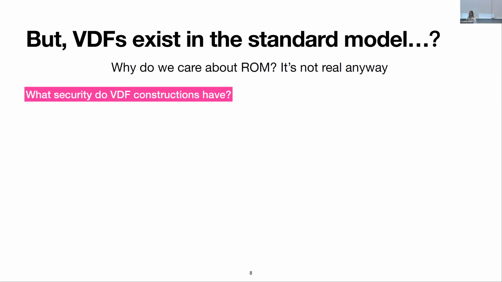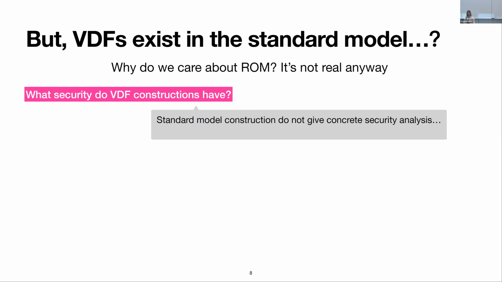And the second question I want to ask is, okay, we have VDF constructions. They're based on whatever assumptions we have. But what security do they have? We also know that standard model constructions based on standard model assumptions do not give you concrete security analysis. In other words, once we deploy the scheme, we don't know how to set the security parameter, because there's no concrete relationship between how many bits of security you want and what is the security parameter, if you start with standard model assumptions.